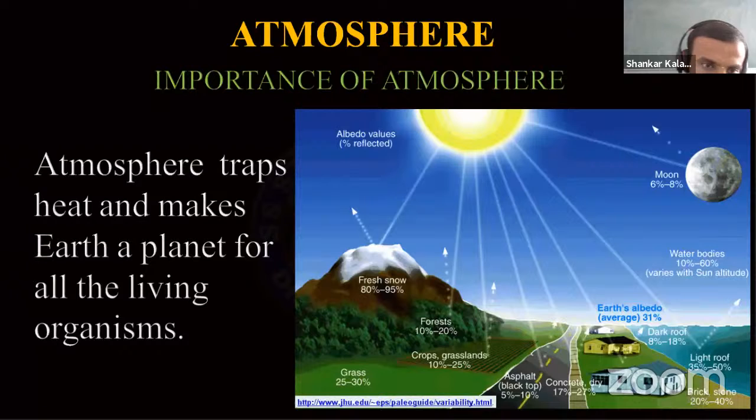And another important point: the atmosphere traps heat and makes Earth a planet for all living organisms. The ozone layer traps or absorbs the ultraviolet rays of the sun, which may otherwise harm all living beings on the earth's surface. By trapping the ultraviolet rays, it protects all of us living beings on planet Earth.